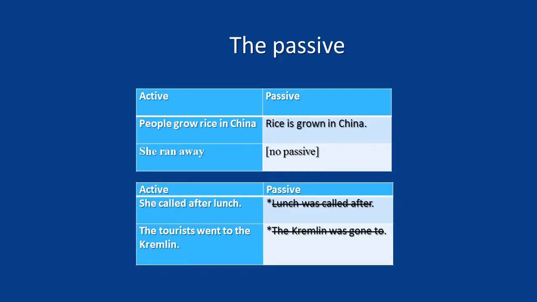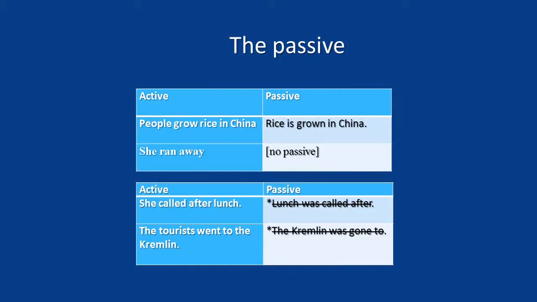We don't form the passive if there is no object. The sentence, she ran away, doesn't form the passive because it has no object. You don't form the passive from intransitive verbs used with prepositions referring to time or space. We can't say, lunch was called after, or the Kremlin was gone to.